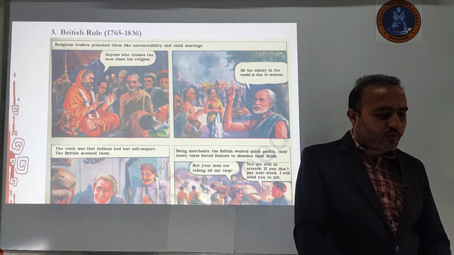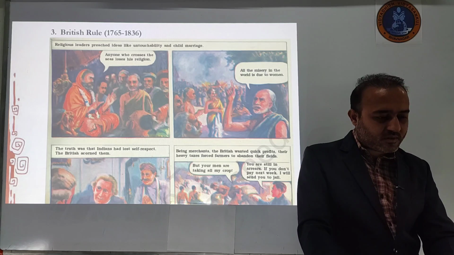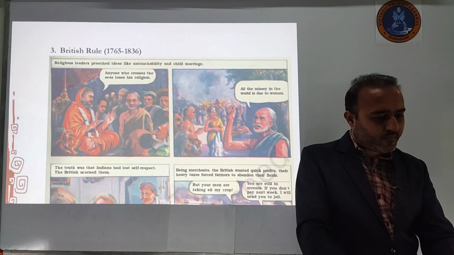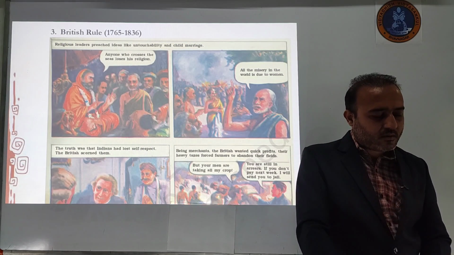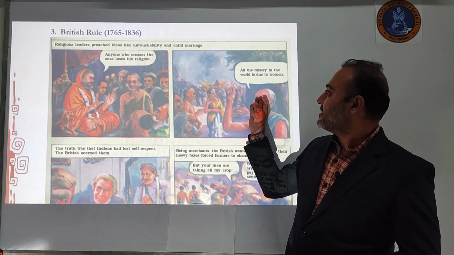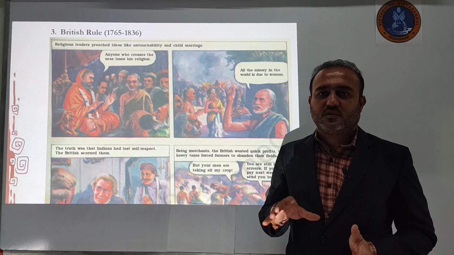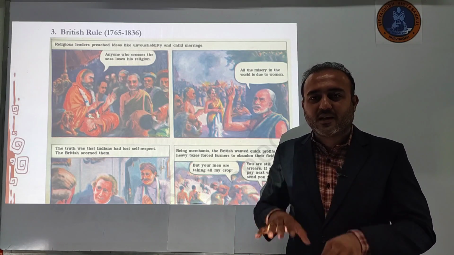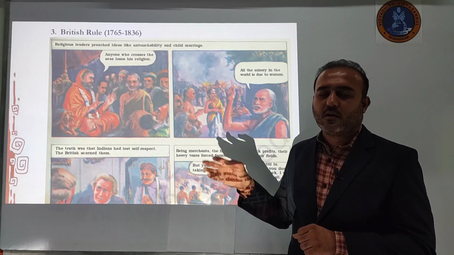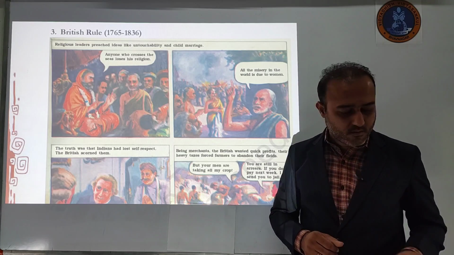Further, the truth was that the Indians had lost self-respect. Okay. What is written? Let us see. So, as I told, we have already discussed this thing. Then they said that all the misery in the world is due to the women. That means the status of women in the society was very low. And these people believed that all the problems in the society are just because of the women. Okay. Moving further.